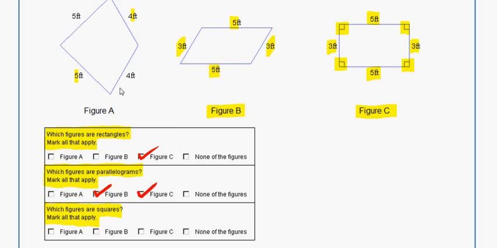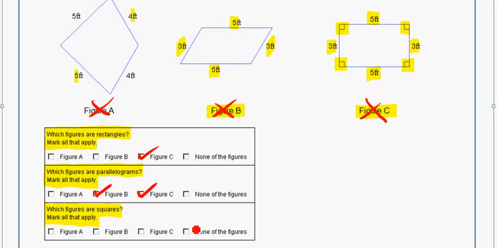So if we look at our figures, in figure A, all the sides are not the same and there's no right angles, so that is not a square. Figure B, all the sides are not the same and there's no right angles, so figure B is not a square. Figure C is not a square because all the sides are not the same length, even though there are right angles, so figure C is not a square. So for question 3, none of the figures are squares.